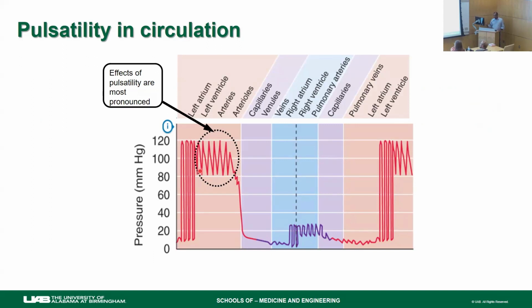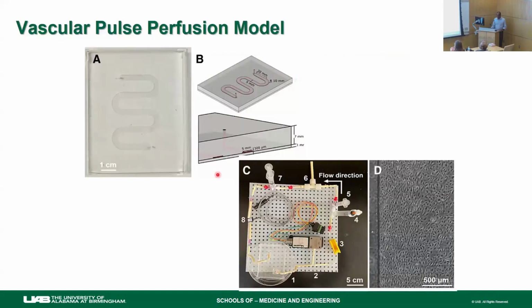We looked at where the effects of pulsatility were significant. And this is in the arteries, where you see this nice pulsed flow and pulse pressure associated with that pulsed flow. So we have an endothelial cell culture device. So this is just a flow channel.